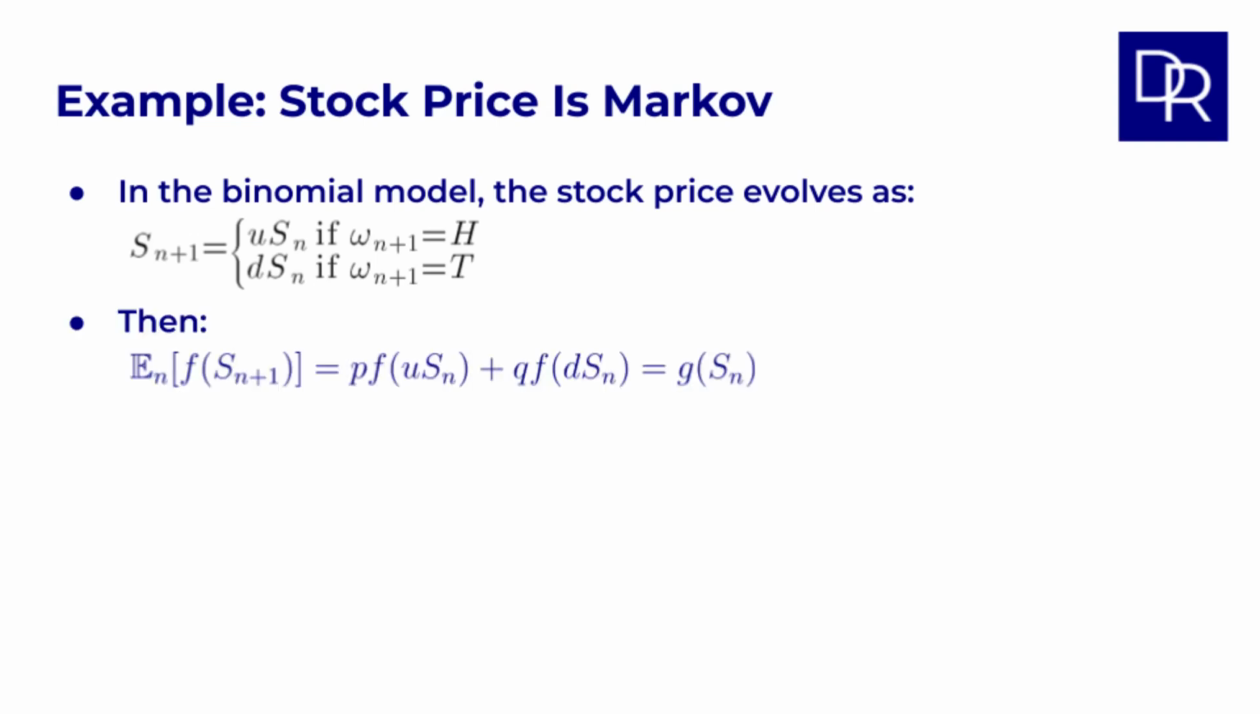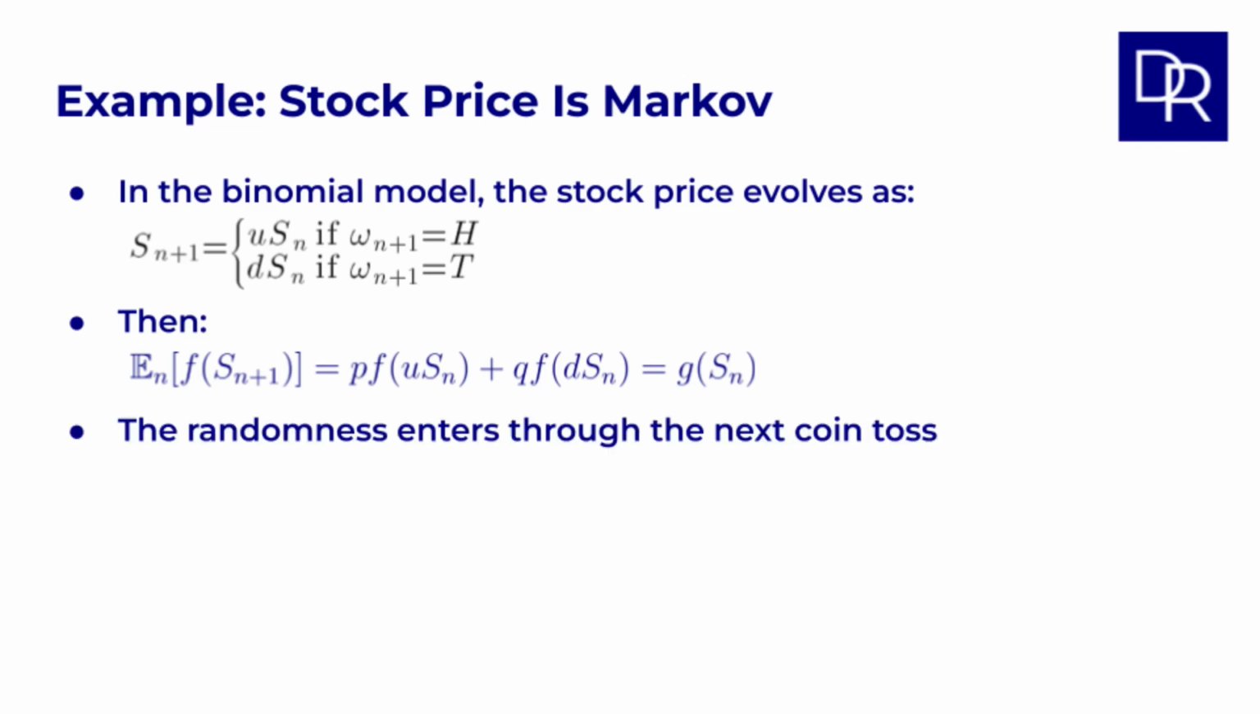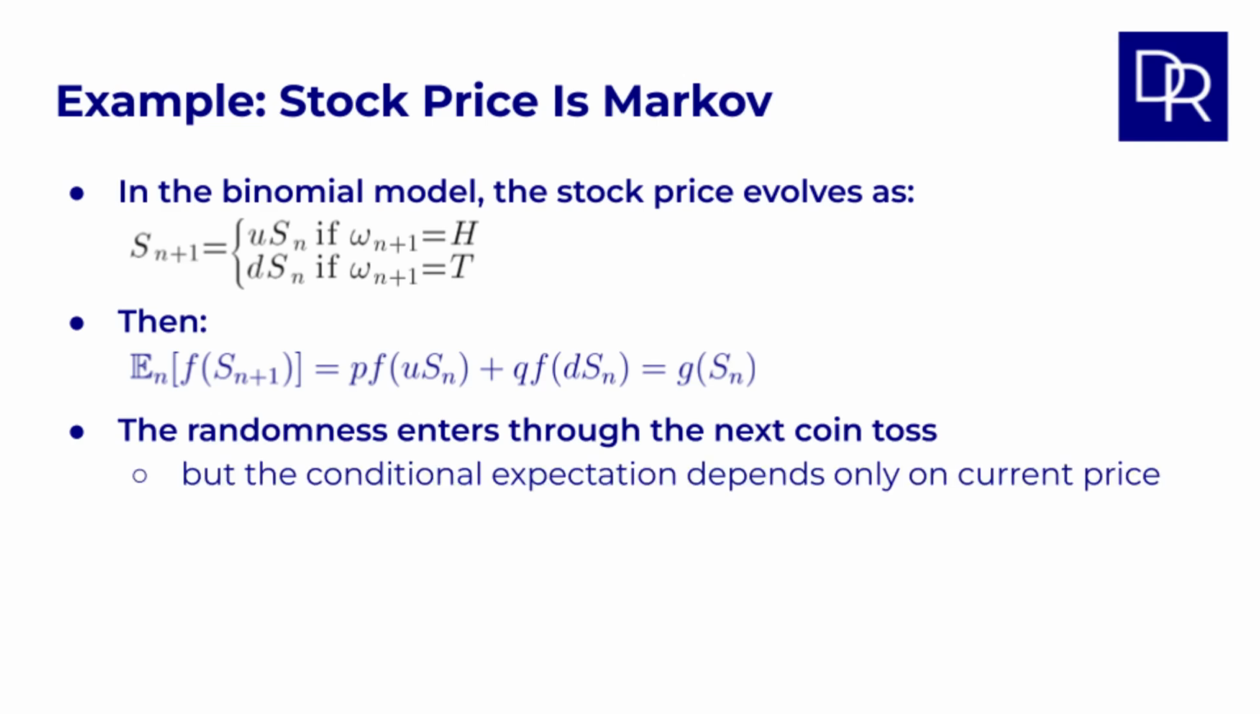Then, the expected value of some function f of the future stock price is the risk-neutral probability p times f of u Sn plus probability q times f of d Sn. So this is our function g of Sn. So here the randomness enters through the next coin toss, but the conditional expectation depends only on the current price. So the stock price process is Markov.